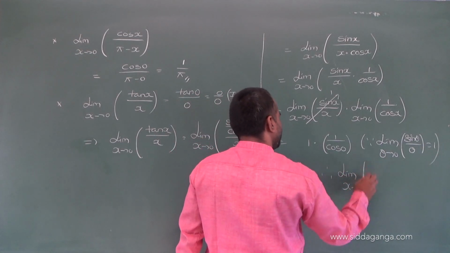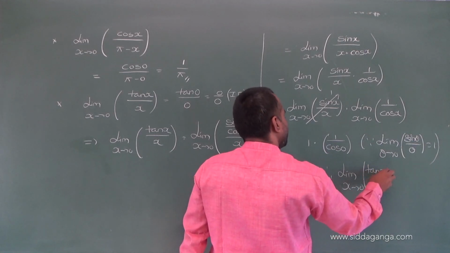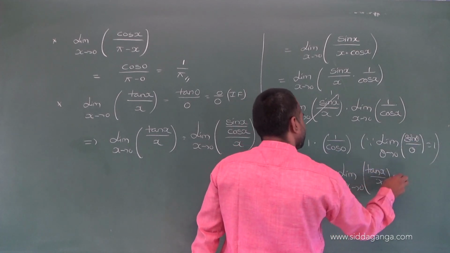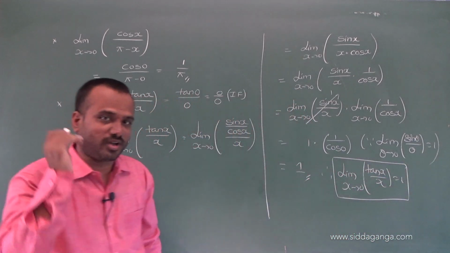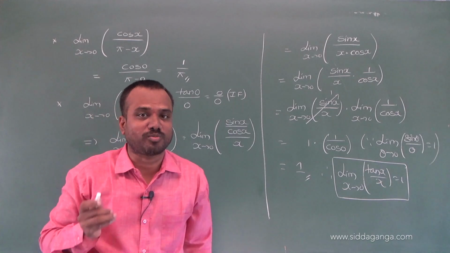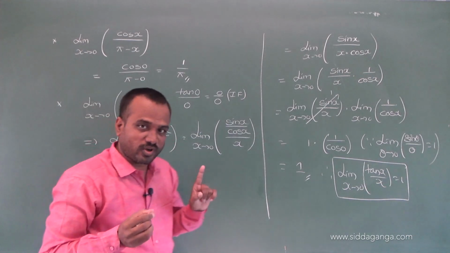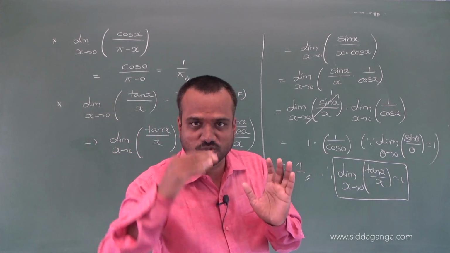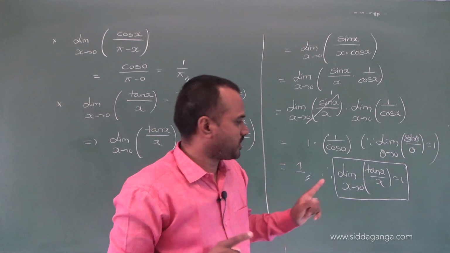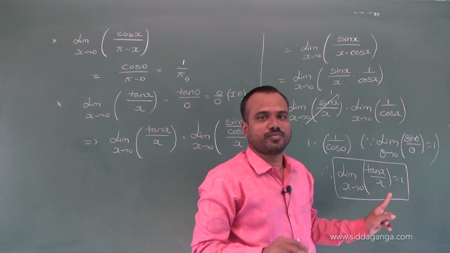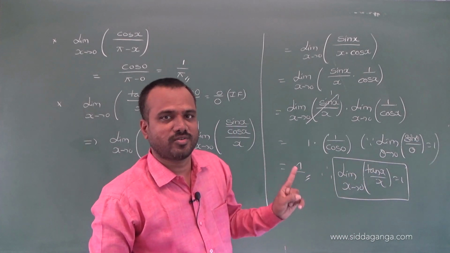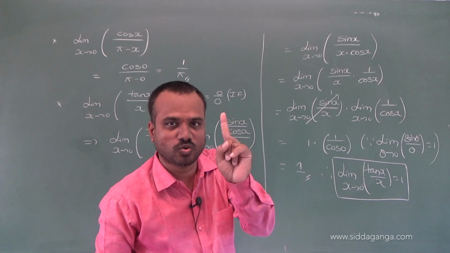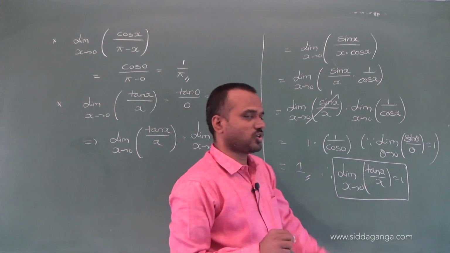X tends to 0, tan x divided by x is also 1. This is one more formula. If you call it theorem 3 also, no problem. What we see: limit theta tends to 0, sin theta by theta is 1, same. Limit x tends to 0, tan x divided by x is also 1. Very important.